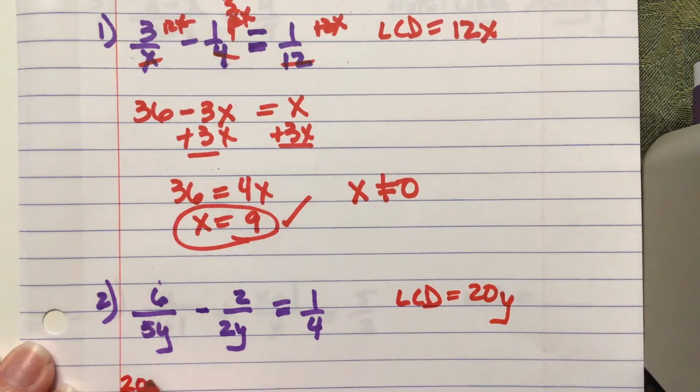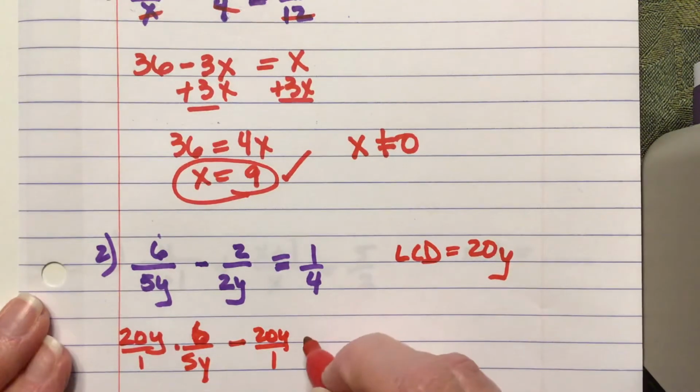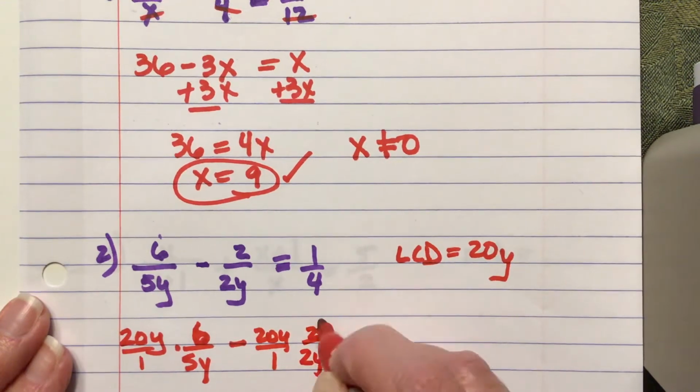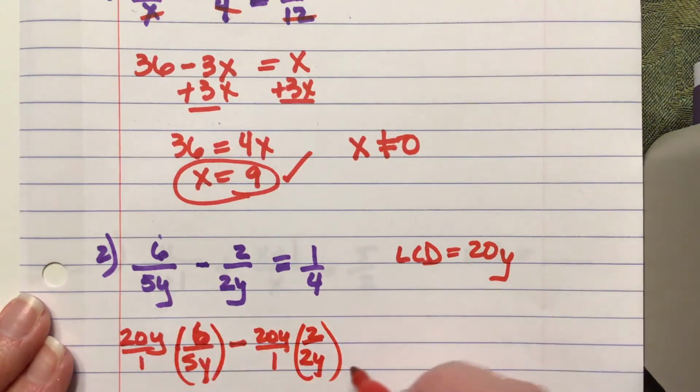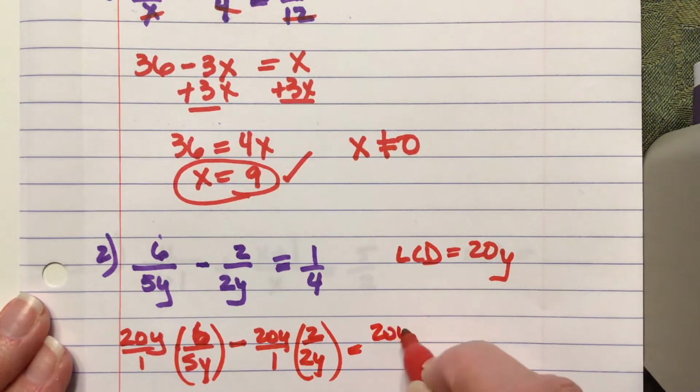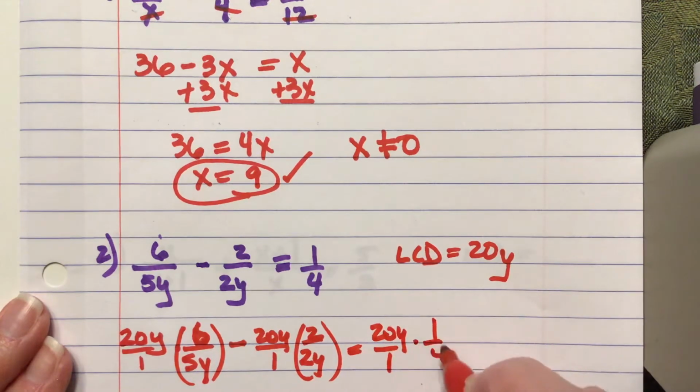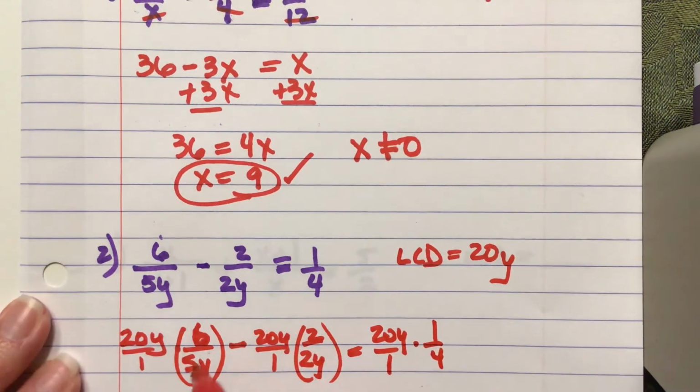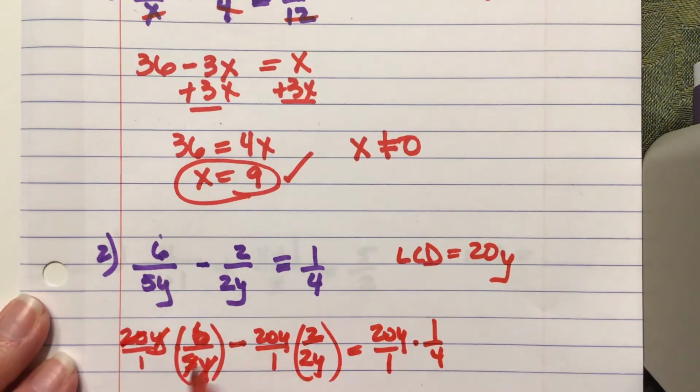So let me write it out here. 20y, I'll put it over 1, times 6/5y, minus 20y over 1 times 2/2y, is equal to 20y times 1/4. So let's see what cancels here. y and y cancel. 5 and 20 give me a 4.